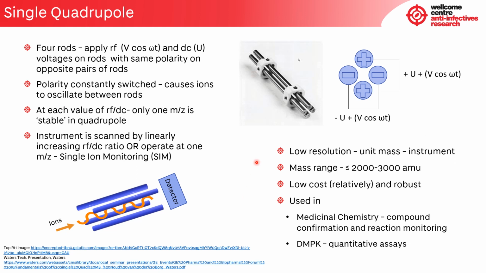Quadrupoles are low resolution instruments typically operating at unit mass. They have a mass range up to about 2,000 to 3,000 AMU, and they are relatively low cost, although this is relative in mass spec terms. They're also quite robust instruments, and if there is a power outage in a lab, it's typical that you can get a quadrupole back up and run within 2 to 3 hours. In medicinal chemistry, they're used for conformation and reaction monitoring. And in DMPK, they can be used in quantitative assays, although they've tended to be superseded by triple quadrupoles.